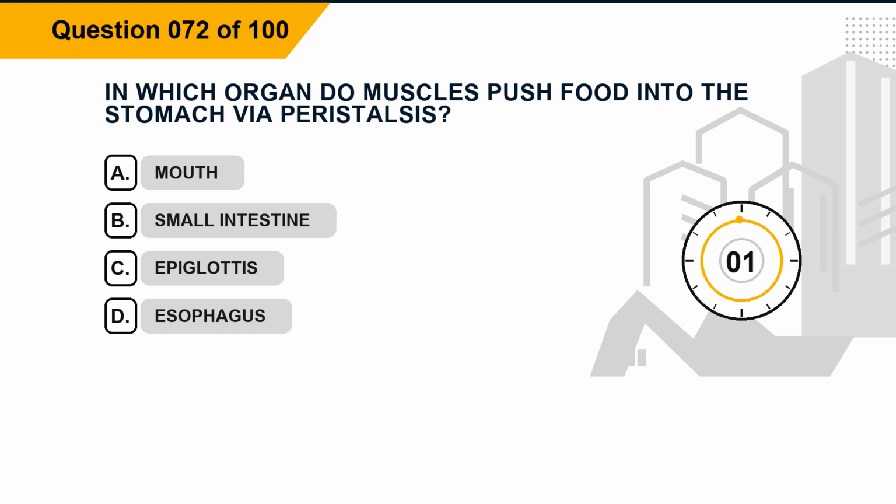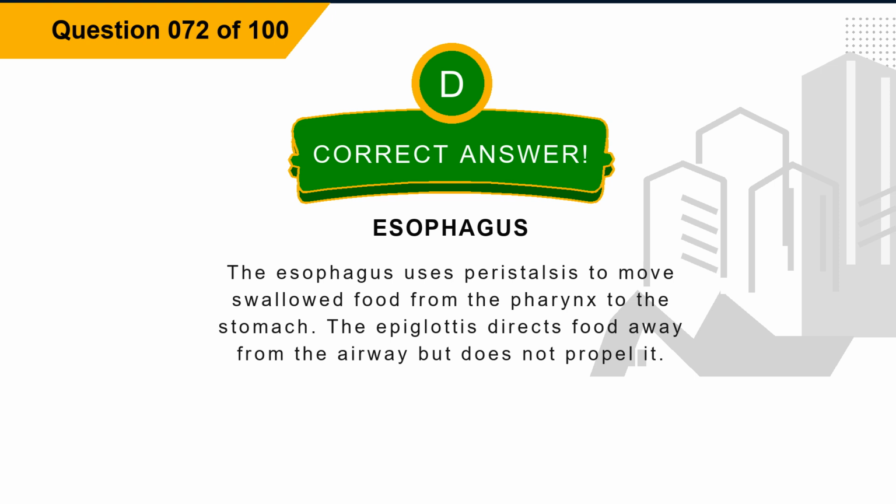The correct answer is option D, esophagus. Explanation. The esophagus uses peristalsis to move swallowed food from the pharynx to the stomach. The epiglottis directs food away from the airway but does not propel it.